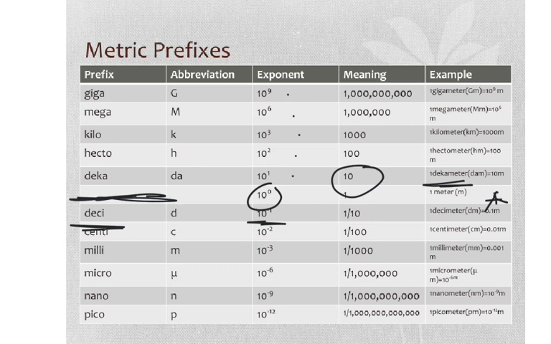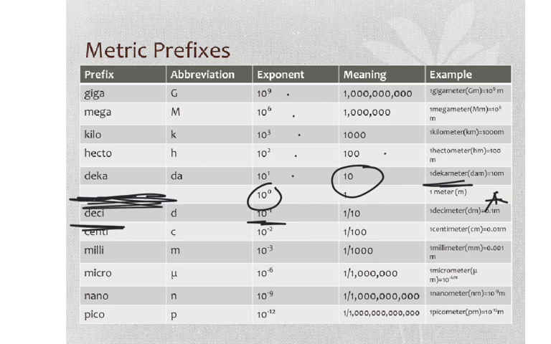Same thing with hecto. Hecto is 10 to the second. That's like saying 10 times 10, which would give you 100. So 1 hectometer equals 100 meters. Like I said, I do not expect you to memorize this. I am going to show you a trick on how to move your decimal place so that you always know where to put zeros and where not to put zeros.